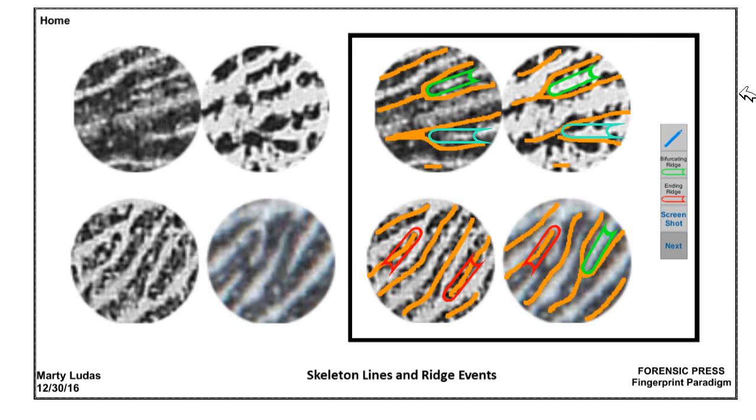5 bifurcations, 3 ending ridges, skeleton lines in yellow. This is as close to automated fingerprint identification as you can get at home. It's important to remember that in these charting exercises, you are documenting the same region of the finger, but it was recorded with a different media.